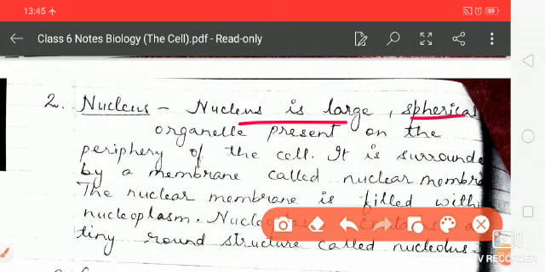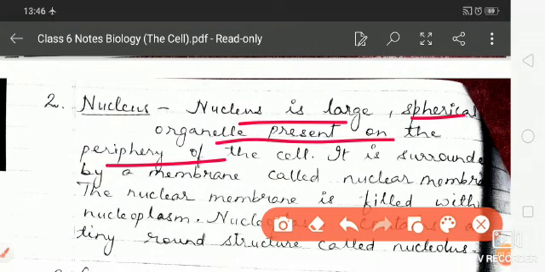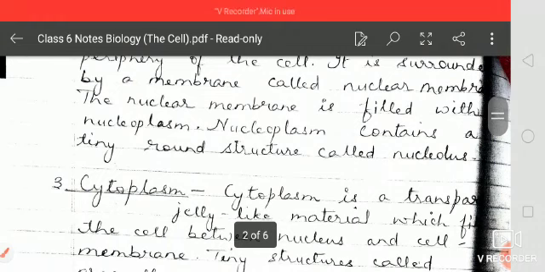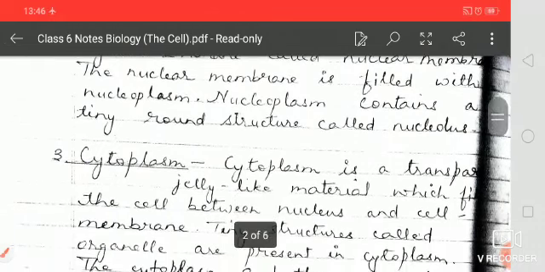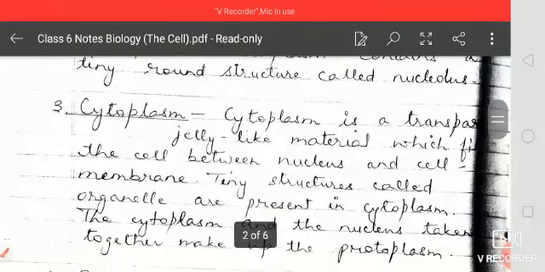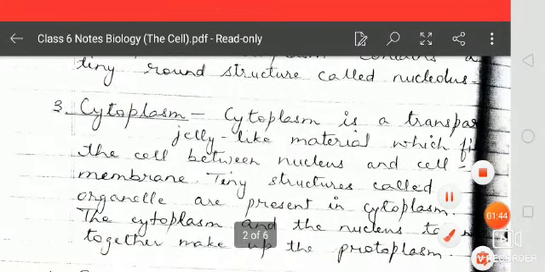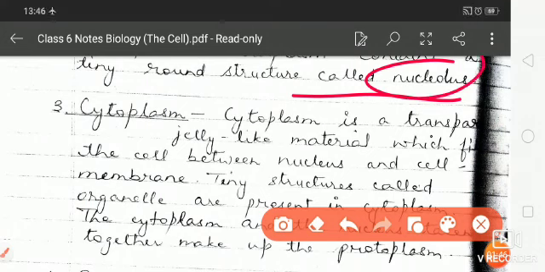It is a large spherical organelle present in the periphery of the cell, and it is surrounded by a membrane. That membrane is called the nuclear membrane, and it is filled with nucleoplasm, and the nucleoplasm contains a tiny round structure, and that round structure is called the nucleolus.